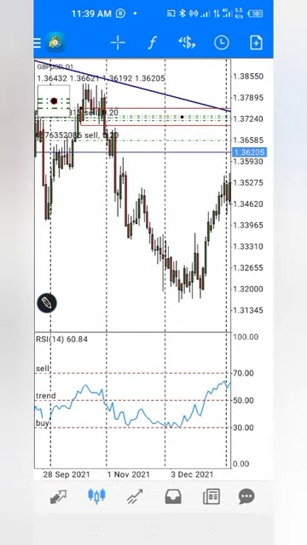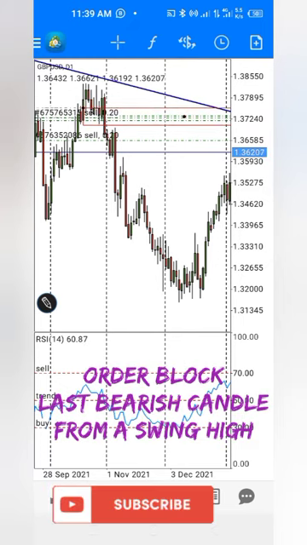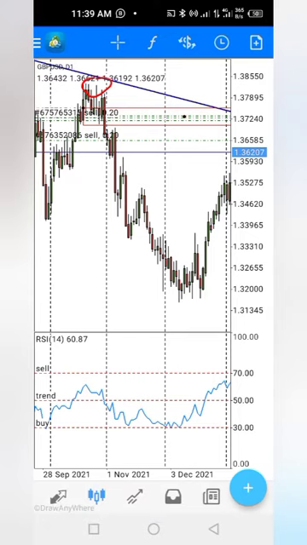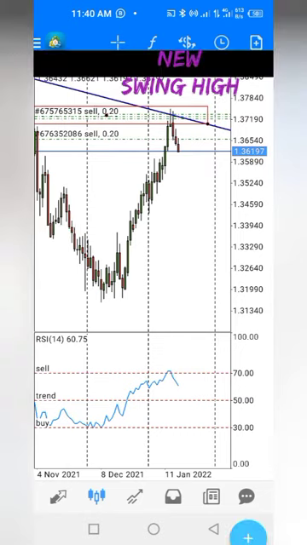My order block is the last bearish candle before a swing high. So this is a swing high right here, and this is my order block, the last bearish candle. This is a swing low, a swing high, and this is a swing low. And we have a new swing high right there.